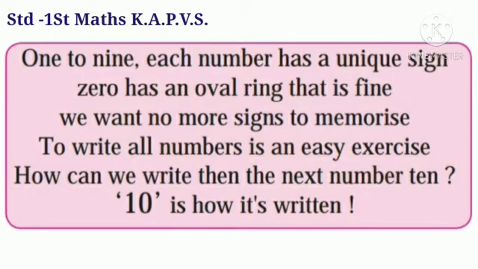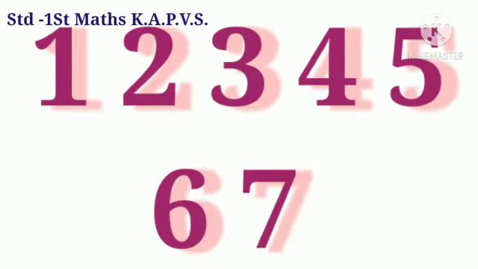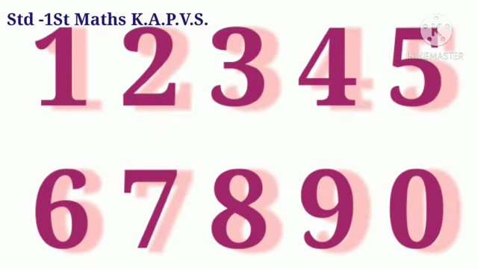We want no more signs to memorize. To write all numbers is an easy exercise. How can we write then the next number 10? 10 is how it's written. 1 to 9 numbers and 0.